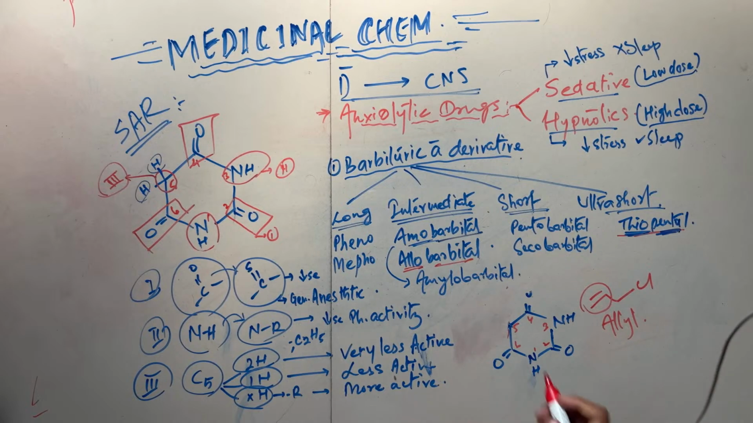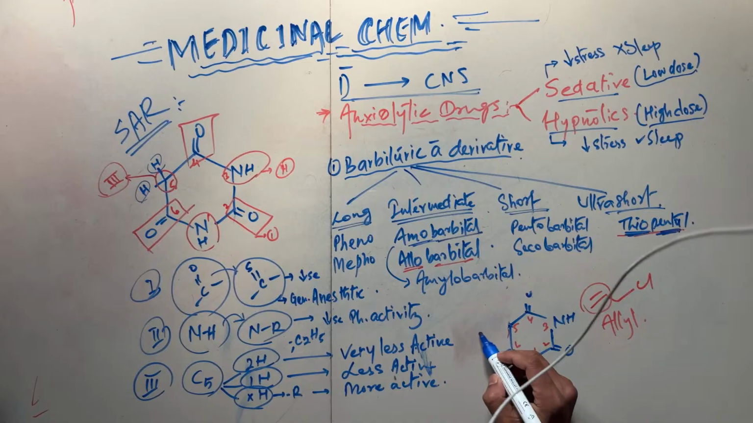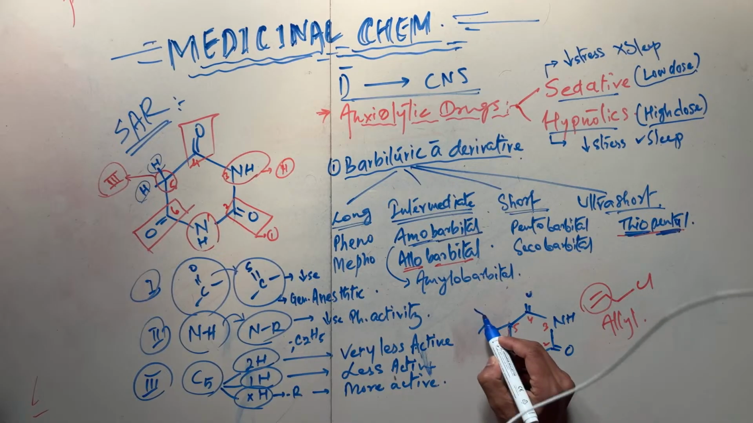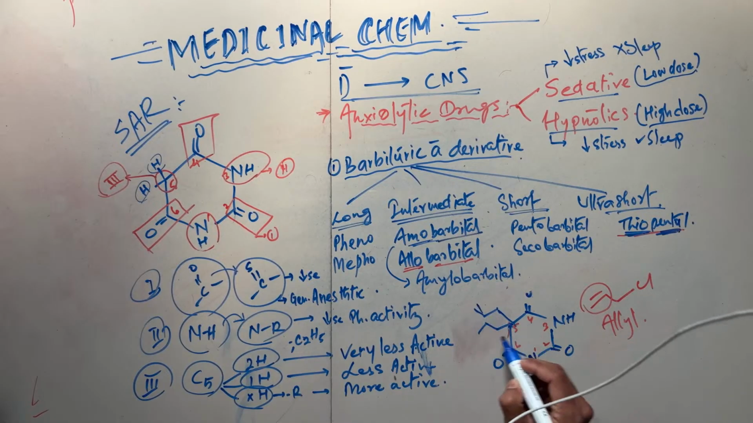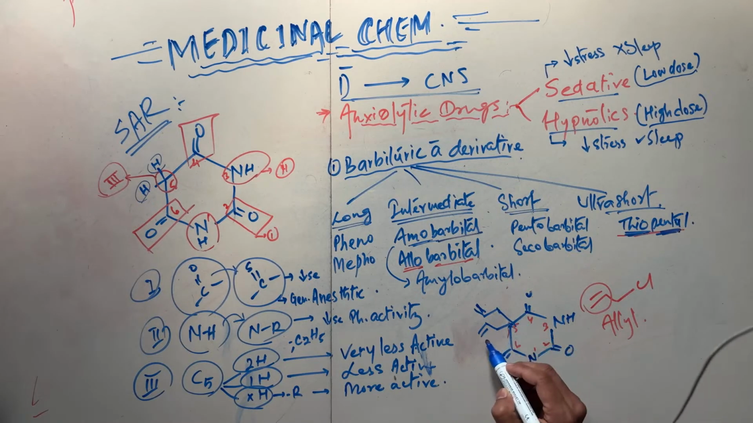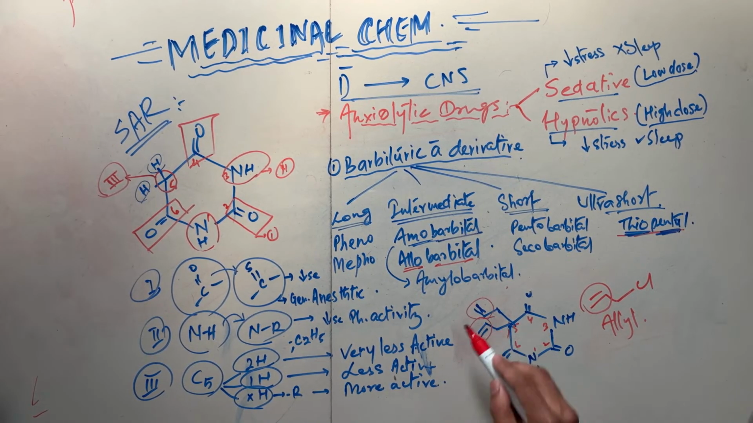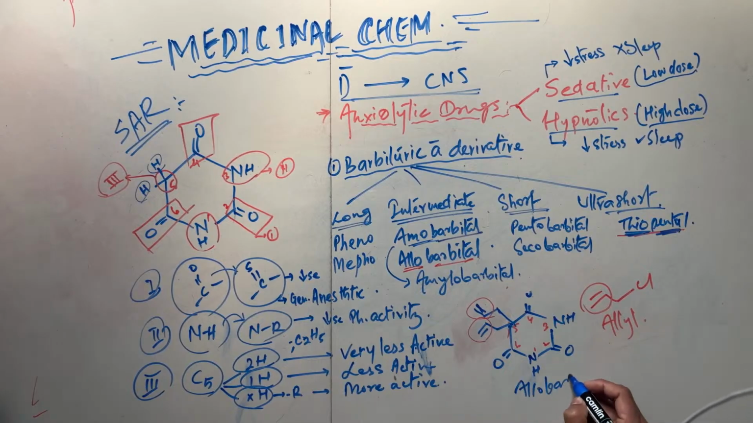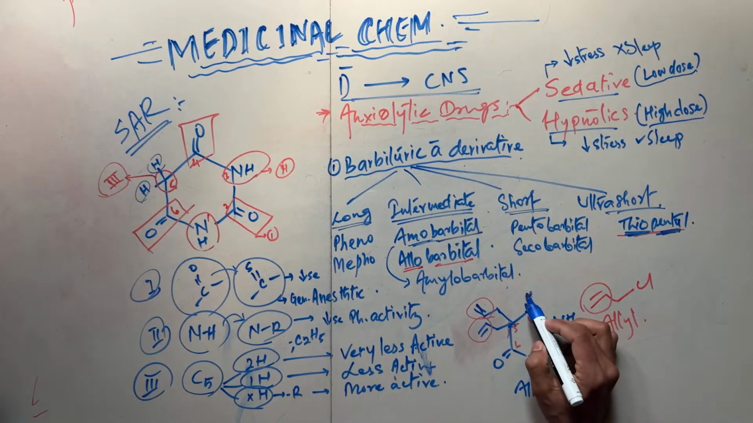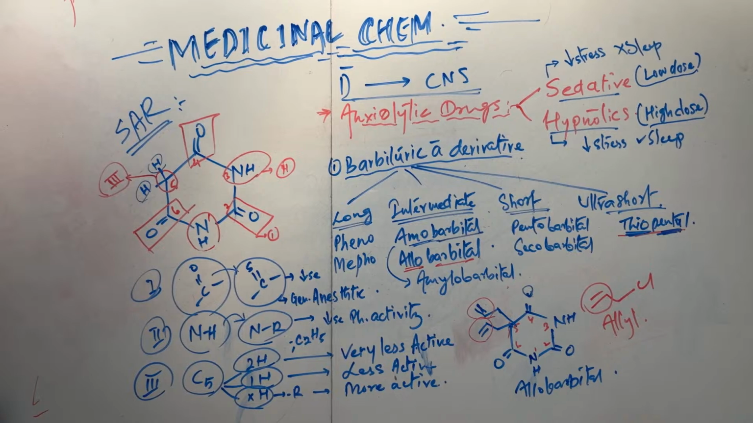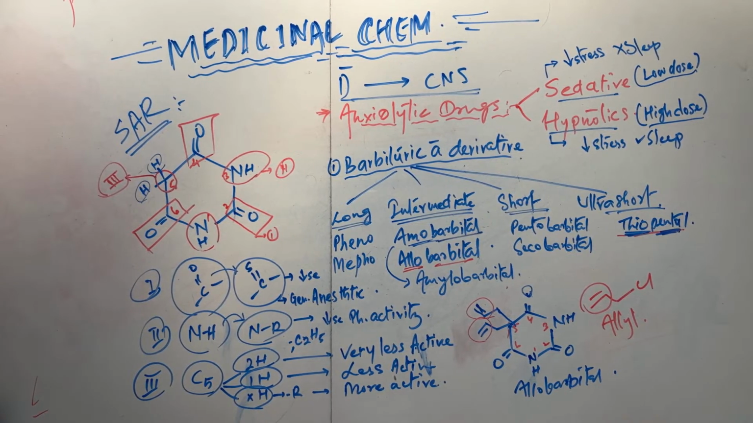Ultimately substitution is done at 5th position. And what is the structure? Structure of allobarbital is like this. Two double bonds. So what are the two double bonds? Number one is this one, and number two is this one. This is called allobarbital. That's it. Am I clear? Yes or no? Do you have any doubt? If you have any doubt up to this, you can ask me.